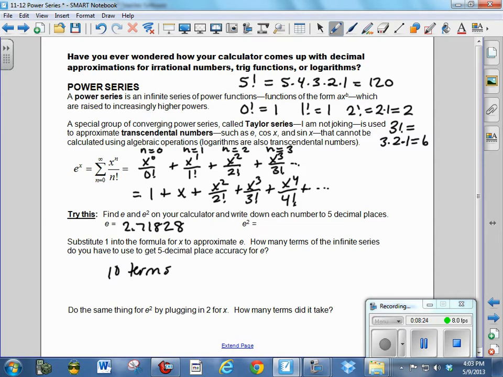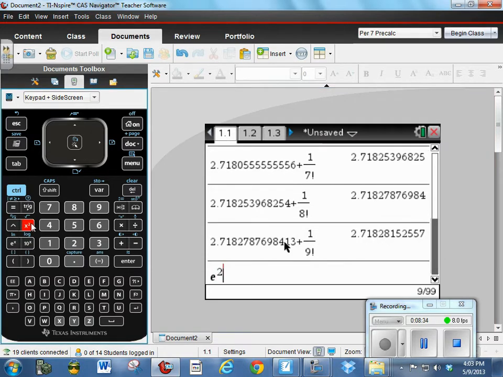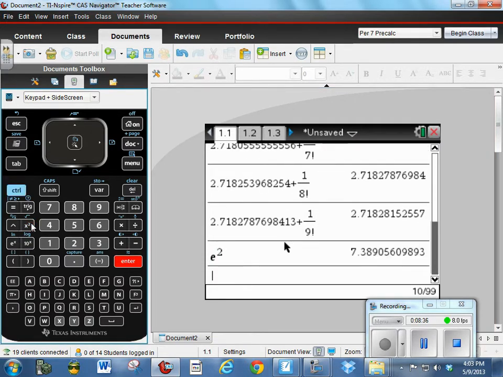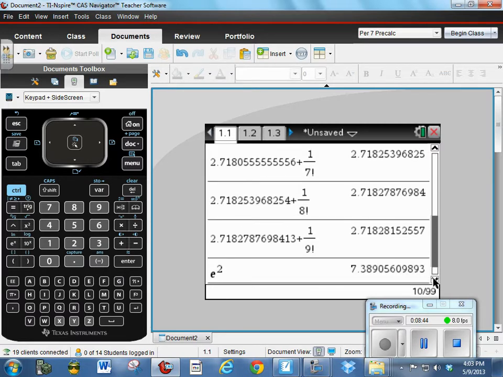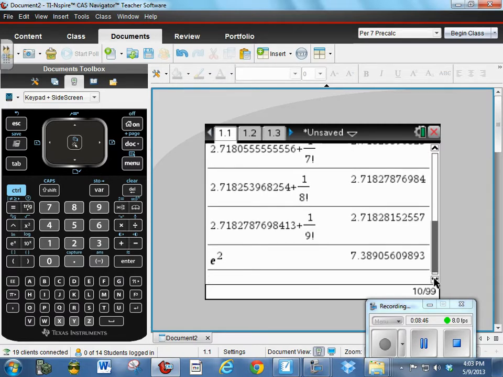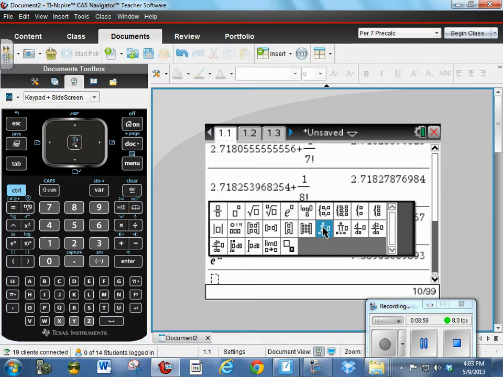Now, e squared. Let's figure out what e squared is, first of all. So I'm going to get my e from my special menu here. e squared, and that's 7.38905. That's what I'm looking for. Now, go back up. I'm going to do this a little bit differently. I'm going to use the summation notation on the calculator. If you push the little button to the left of the book icon, you'll see this highlighted in blue here on my calculator. There is the summation notation.